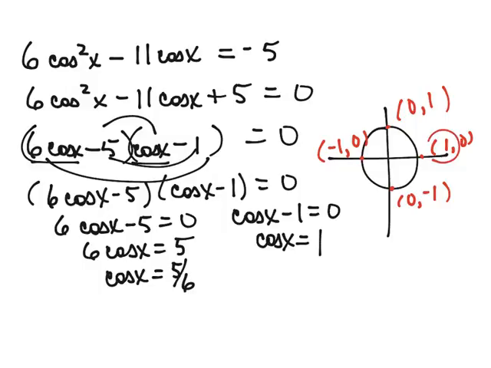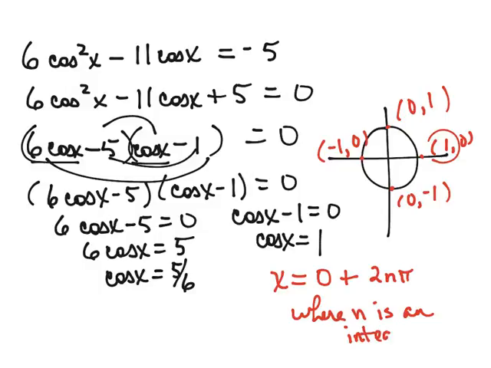Well, that happens whenever x is 0. So that would be 0 degrees or 0 radians. So for this part of the problem, we get x is equal to 0. And then if we want to get all the angles that are coterminal to that, we would add plus 2n pi, where n is an integer. So this part of the equation is essentially 2n pi.